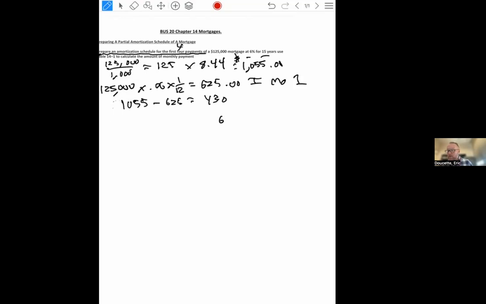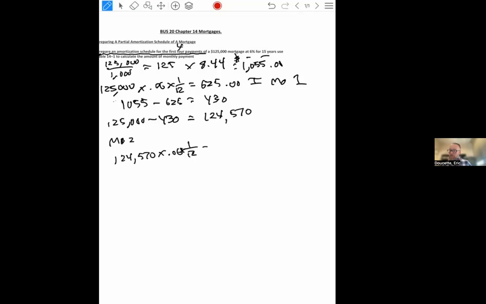So I can take the 125,000 and subtract 430. So now I have a new balance at the end of that of $124,570. All right, so that's month 1. Now I'm going to go into month 2. So I'm going to take my 124,570 and figure out how much interest I accumulated in that 1 month.